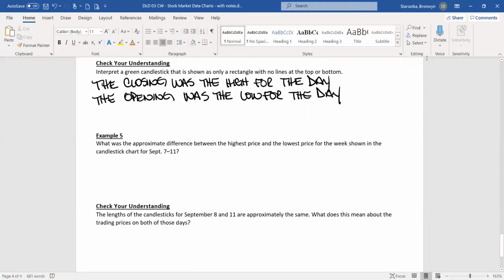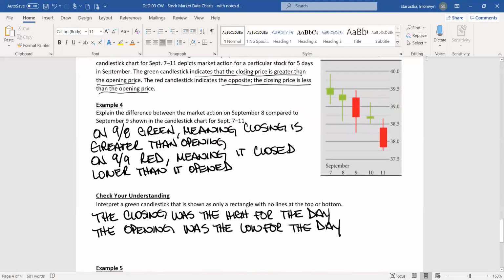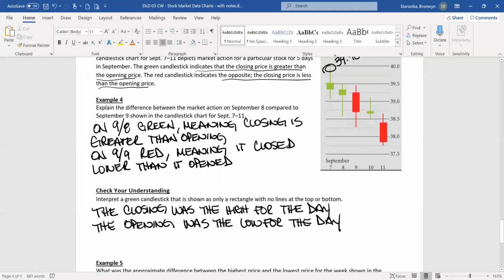Example 5. What was the approximate difference between the highest price and the lowest price for the week shown in the candlestick chart for September 7th through 11th? All right, well, let's go back up here. The highest price is like right here. We're going to call that about $39.90. And the lowest was over here on September 11th. And that's about halfway in between, $37.75.